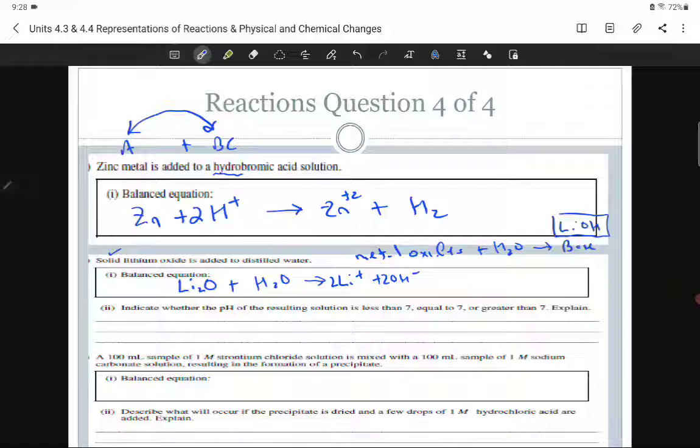Yeah. Okay, and we have a couple questions here after these net ionics. Indicate whether the pH of the resulting solution will be less, equal, or greater than 7. Since it's making that, pH will be above 7. Something about produces base.